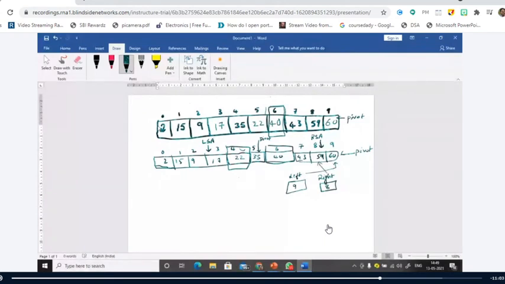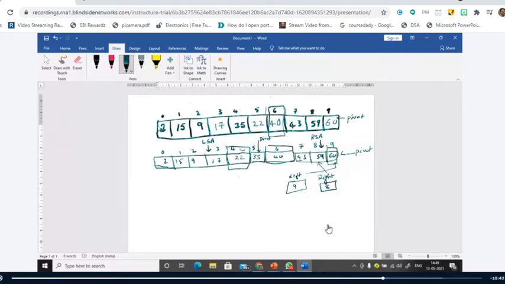Is it right or not? Yes, sir. Now what you have to do? You have to swap the pivot with the left pointer element. The pivot is the same and the left pointer is pointing to the same location, right? So it has divided the given subarray.